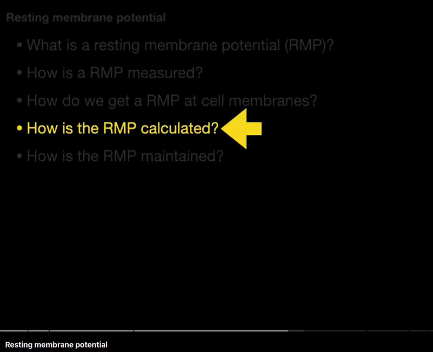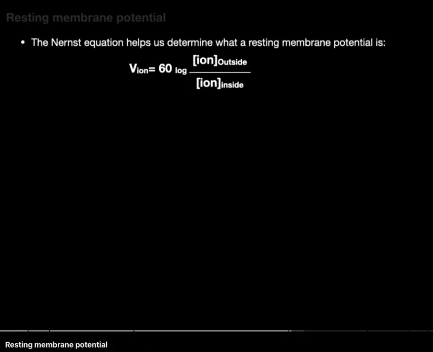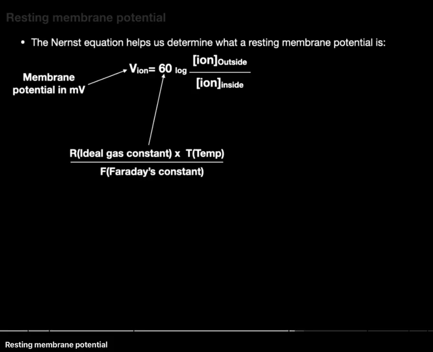How is that resting membrane potential calculated? Well, we do this through the Nernst equation. It helps us to determine what the resting membrane potential is, and this is showing the membrane potential in millivolts. That 60 is the ideal gas constant times temperature over Faraday's constant. From here on out, I'm just going to put 60. And it's the log of the concentration of the ions outside relative to the ion concentration inside.